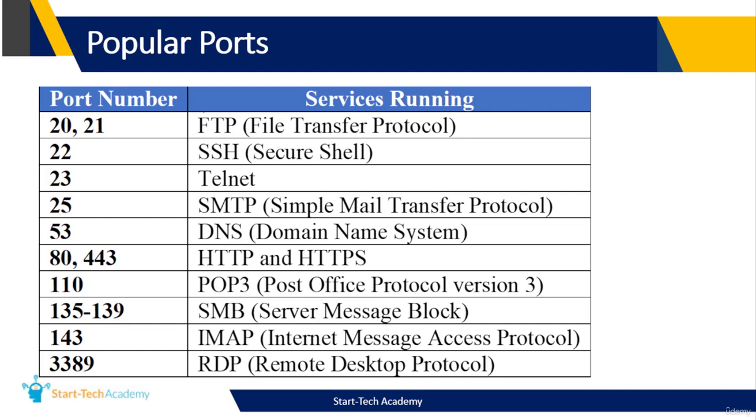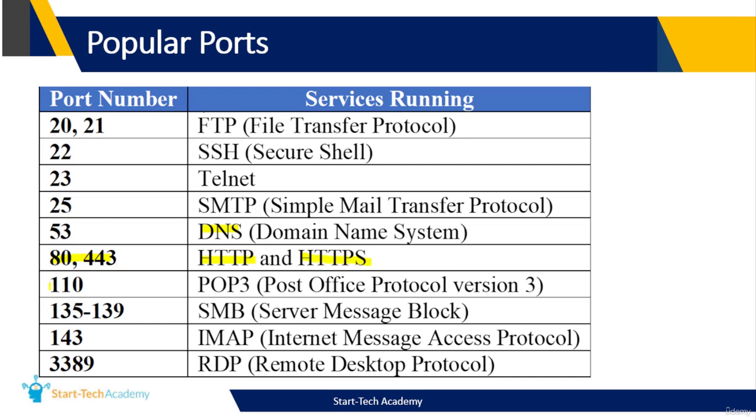ports. If port number 20 and port number 21 are open, that means we can hack into the FTP, that is file transfer protocol, because those are the services running on that port. On port number 22, we have SSH running. Port number 23 is for Telnet. 25 is for SMTP. Port number 53 is reserved, as you know, for DNS. Port number 80 and 443 are reserved for HTTP and HTTPS respectively.